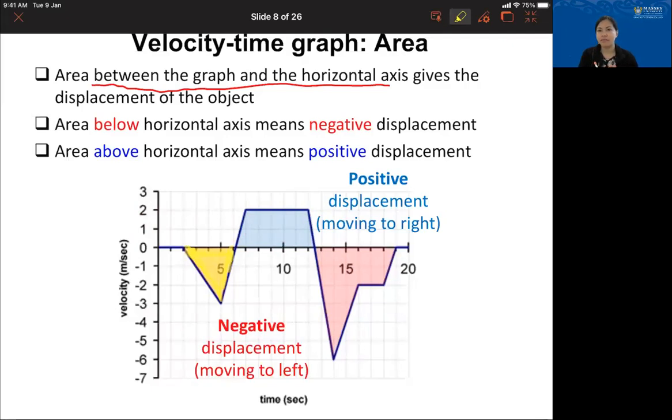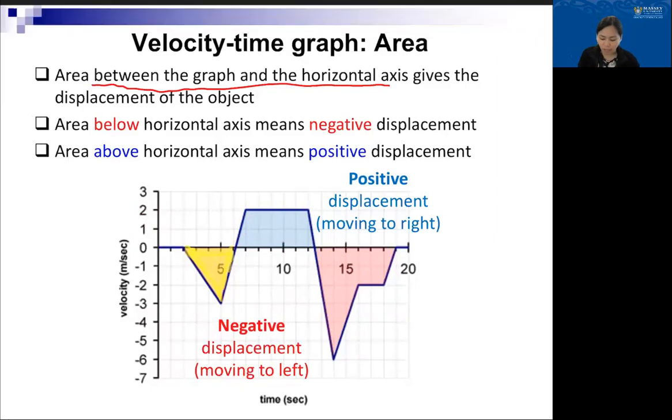Good. All right. So the key takeaway message in this slide is if you have a velocity versus time graph and you wanted to find the displacement of the object, then you need to calculate the area between the graph and the horizontal axis. And if that area that you're calculating is below the horizontal axis, that will give you negative displacements. And if the area you're calculating is above the horizontal axis, that will give you positive displacements.